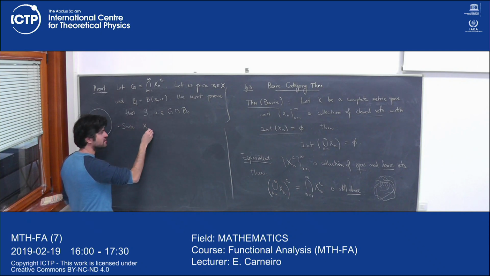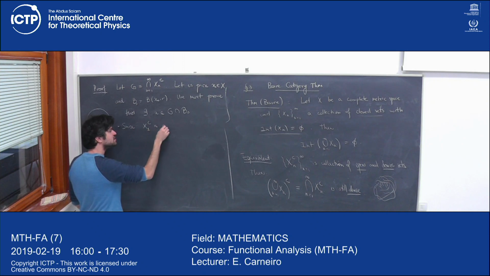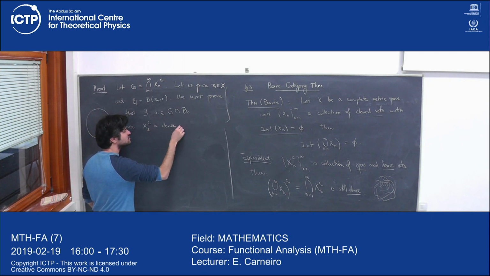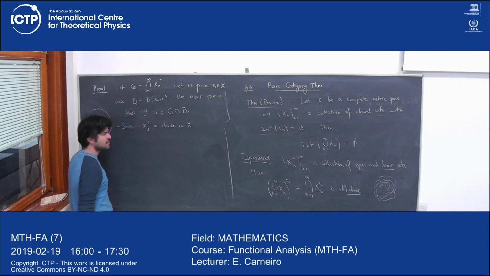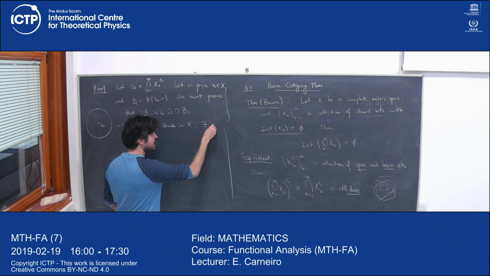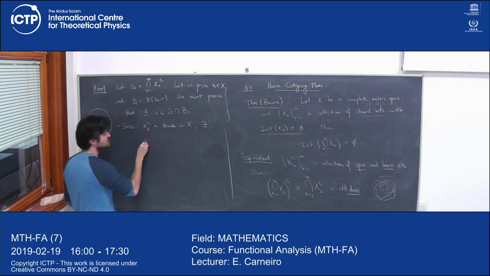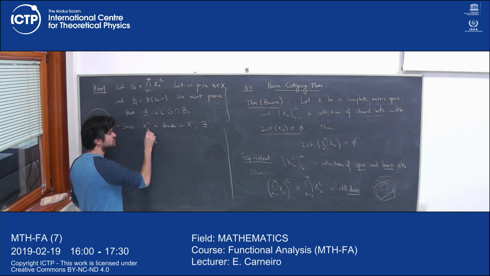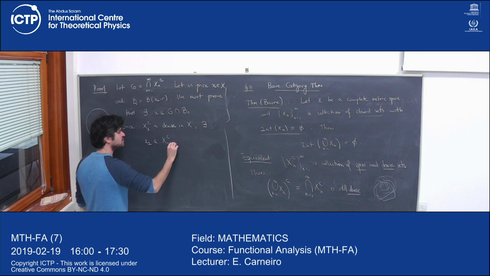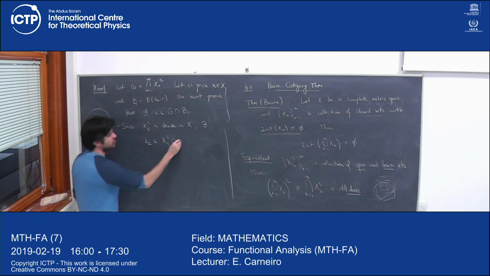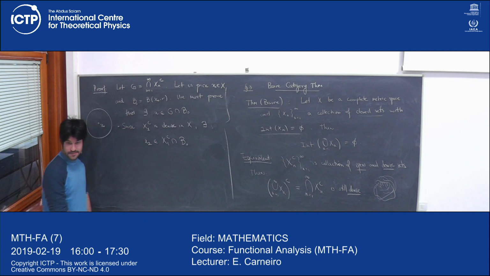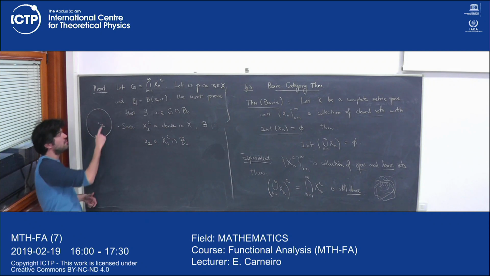Since the X1 complement is dense in X, there exists a point x1 that belongs to this set intersection this big ball, right? I took an open ball. Since my set X1 complement is dense, there exists a point x1 here inside this ball.